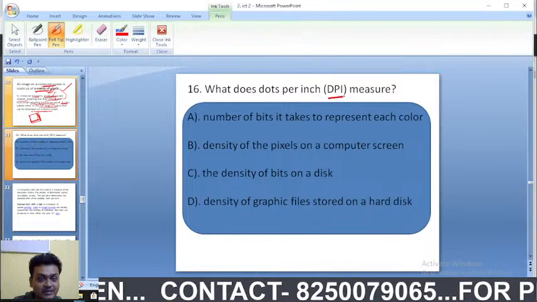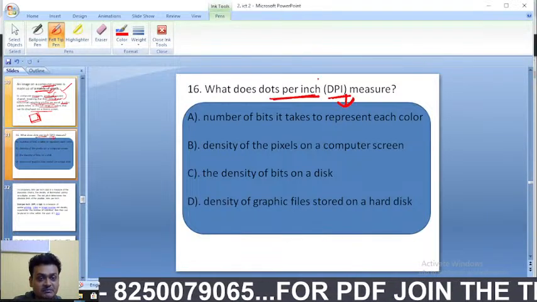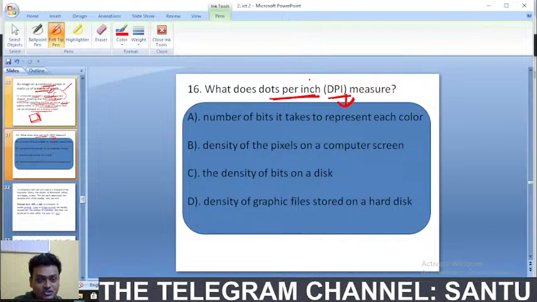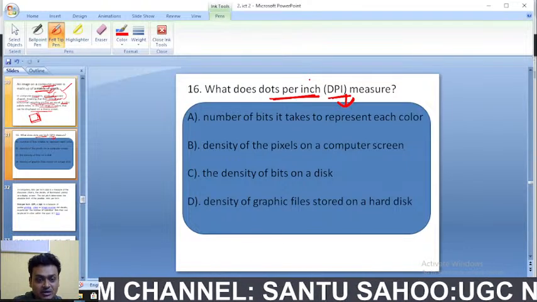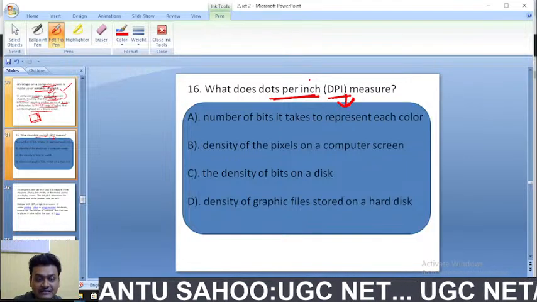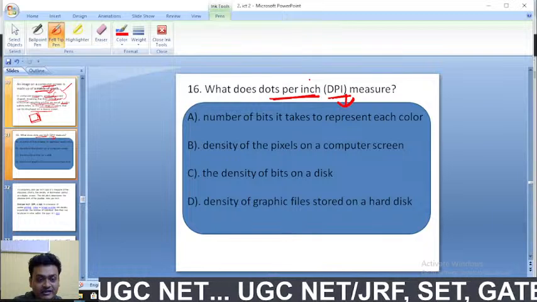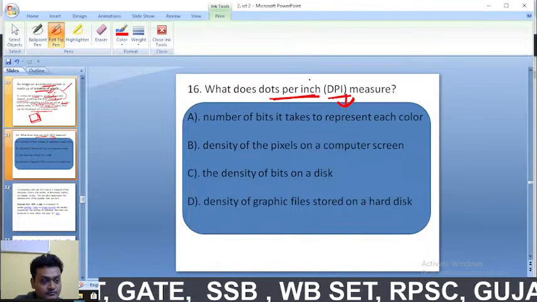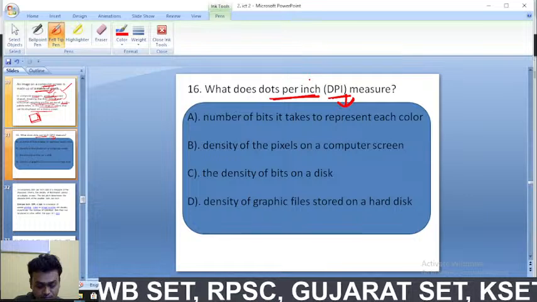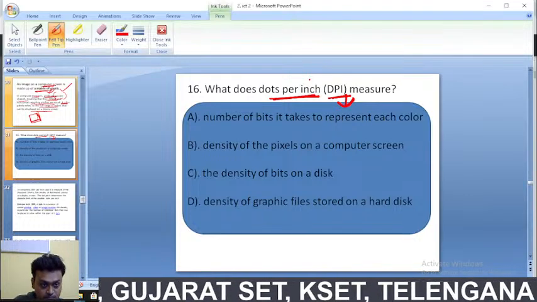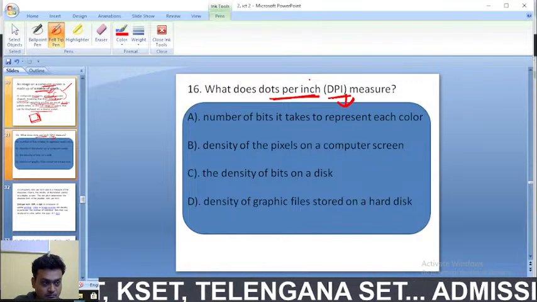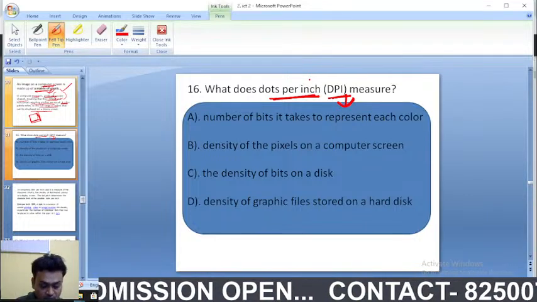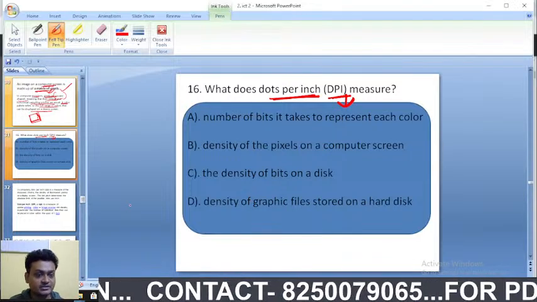DPI measure. What does dots per inch DPI measure? Number of bits it takes to represent each color, density of the pixels on a computer screen, the density of bits on a disk, density of a graphic file stored on a hard disk. Got it here. Exactly. Density of the pixels on a computer screen.